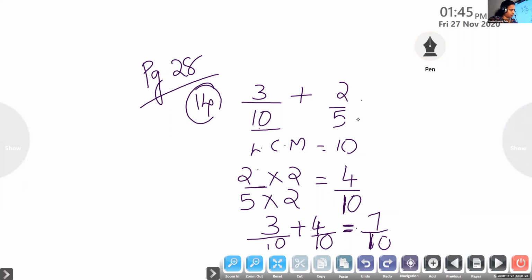Okay, next question. Devak, read question number 15A. Add 5 by 16 and 9 by 12. Okay, so here children, 16 and 12, you have to find the LCM. We cannot make 12 into 16, so that means you have to find the LCM. Question number 15A.